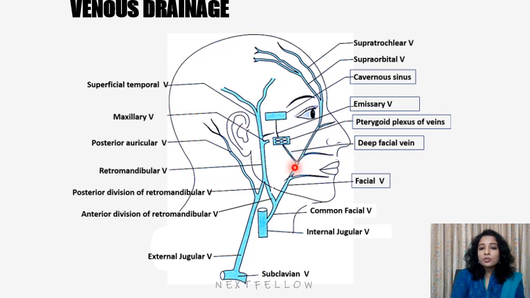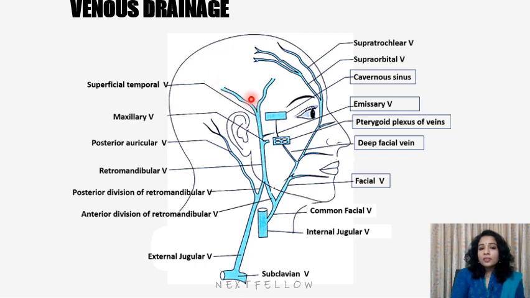Angular vein continues to form the facial vein, and we can see the facial vein communicates with the cavernous sinus by means of the deep facial vein and the pterygoid venous plexus. You can see the facial vein finally joins with the anterior division of retromandibular vein to form a common facial vein which drains into internal jugular vein.